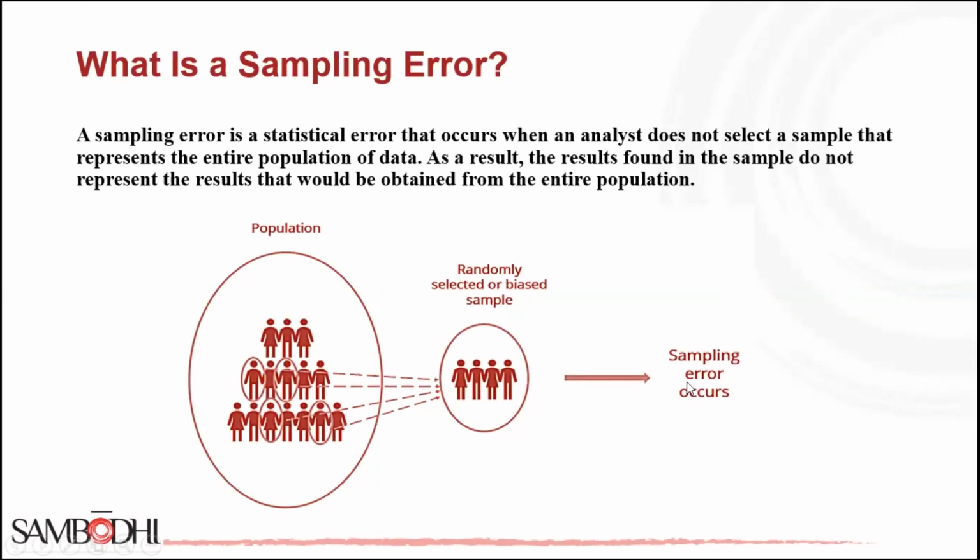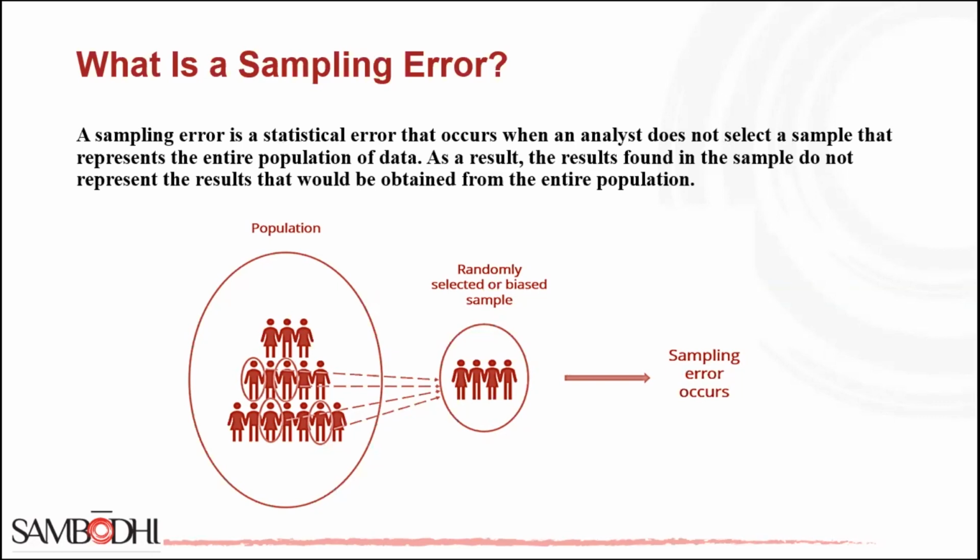What is a sampling error? A sampling error is a statistical error that occurs when an analyst does not select a sample that represents the entire population of data. As a result, the results found in the sample do not represent the results that would be obtained from the entire population.